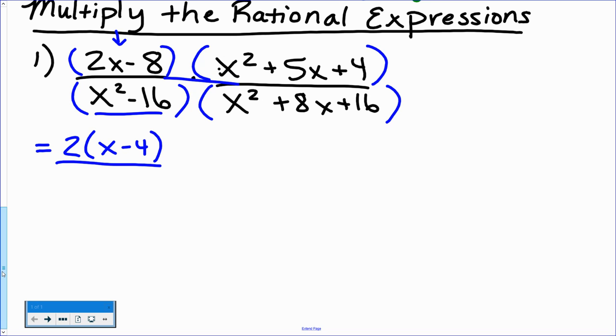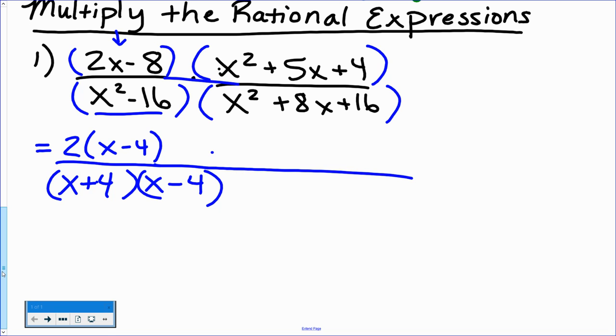Let's go ahead and factor x squared minus 16. That's one of those difference of two perfect squares. So x plus 4 and x minus 4. I'm just going to leave this as one fraction. I'm going to factor my x squared plus 5x plus 4, so x and x. What multiplies to 4 but adds to 5 would be 4 and 1.